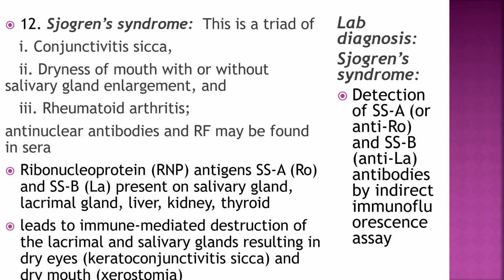Sjogren's syndrome is a triad of conjunctivitis sicca, dryness of mouth with or without salivary gland enlargement, and rheumatoid arthritis. Antinuclear antibodies and RF may be found in sera. Ribonucleoprotein (RNP) antigens SSA (Ro) and SSB (La), present on salivary gland, lacrimal gland, liver, kidney, and thyroid, lead to immune-mediated destruction of lacrimal and salivary glands, resulting in dryness of eyes, keratoconjunctivitis sicca, and dryness of mouth, that is xerostomia. Lab diagnosis: detection of SSA (anti-Ro) and SSB (anti-La) antibodies by indirect immunofluorescence assay.